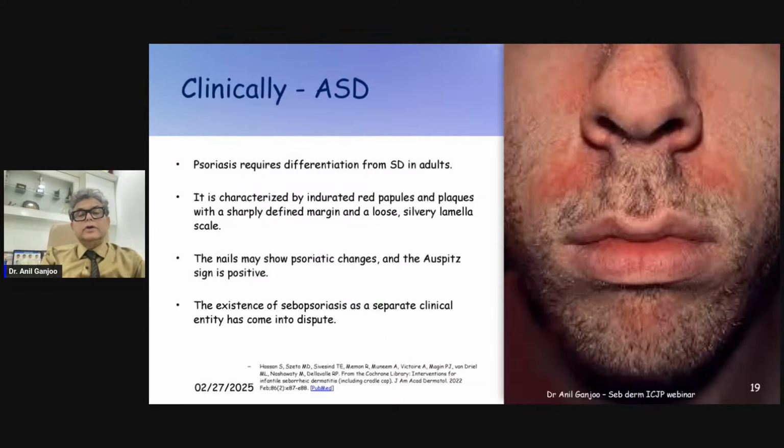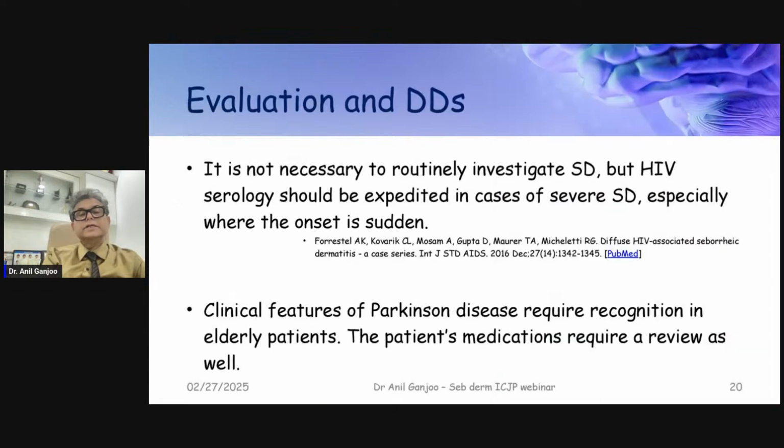This is a common association. It's important to differentiate it from psoriasis, as I've already told you, where you have more indurated and inflammatory red plaques. There will be less greasiness in the scales, more dryness and silvery scales. There will be psoriatic nail changes. The Auspitz sign is positive, which means that if you scratch at the scales, there is easy bleeding underneath. And sometimes there can be an overlap of psoriasis and seborrheic dermatitis, which is known as sebopsoriasis.